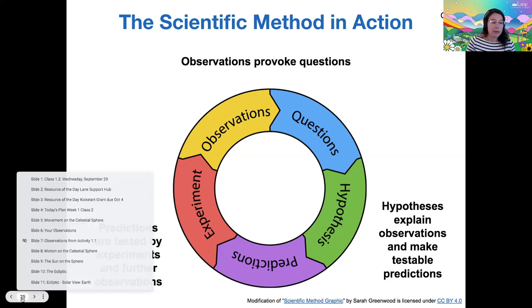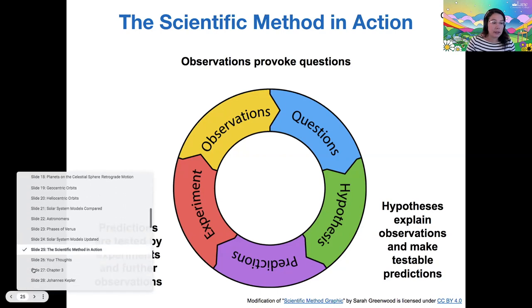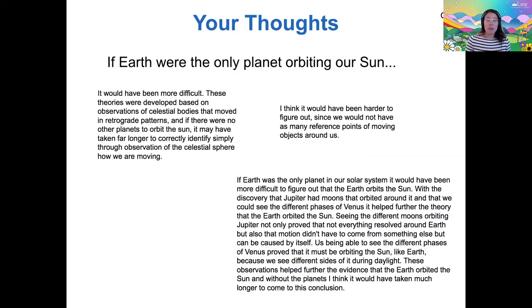All right, I believe that's all for this discussion. Oh, yeah. So I asked in the pre-class question, if Earth was the only planet orbiting our sun, then do you think we would have figured out as quickly that the sun was at the center of the solar system? And almost everyone said, no, it would have been way harder because you wouldn't have had as many reference points of objects moving around us, right? You wouldn't have been able to observe retrograde motion. And maybe that wouldn't have even motivated us to want to understand why those motions happen, right? And come up with models of the solar system.